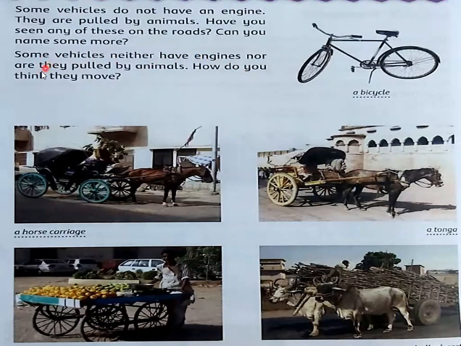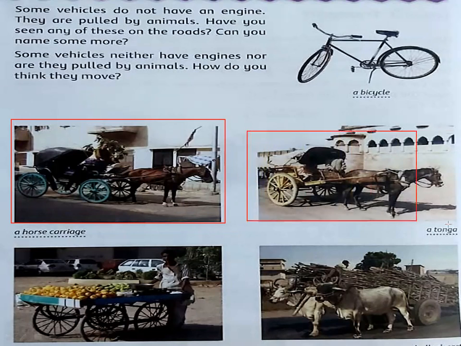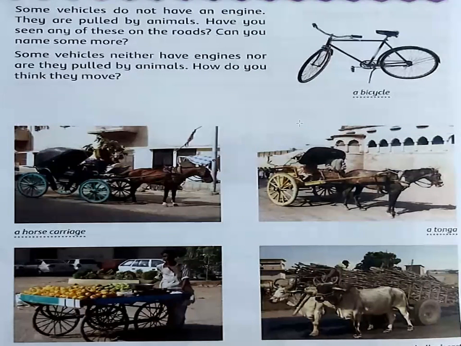Some vehicles neither have engines nor are they pulled by animals. How do you think they move? Like this is bicycle. So they do not have engine, are not moved by animals. Okay, this is a horse carriage, this is a tonga, and this is bullock, and this is hand cart. But this bicycle is driven by a human. They do not have engines, like these other tongas, horse carriage. These are also means of transport.